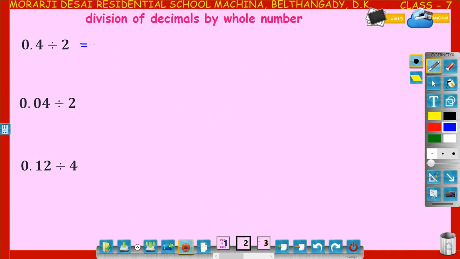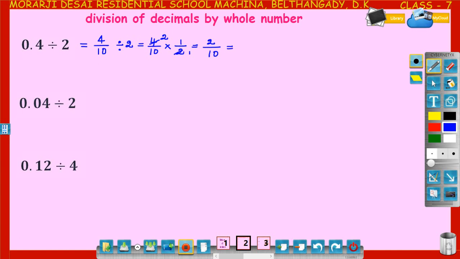that is equal to 0.4 can be written in fraction form as, see here, remove this decimal point and write in the numerator, that is 4 divided by, how many digits after the decimal point? 1 digit, so 10 divided by 2, that is 4 by 10 into, take the reciprocal of 2. While dividing, you have to take the reciprocal of the divisor, that is 2, the second number. So the reciprocal of 2 is 1 by 2. Now 2 ones are 2, 2 twos are 4. So now multiply, 2 into 1 is 2 divided by 10.